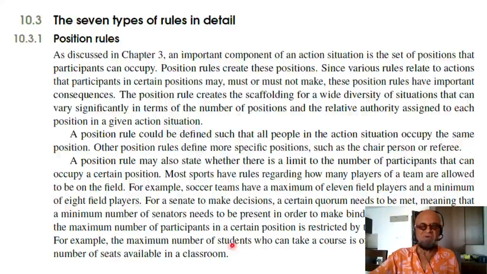Sometimes the maximum number of participants in a certain position is restricted by the biophysical condition, how many spectators you can have in an arena, for example. For example, the maximum number of students who can take a course is often defined by the official number of seats available in a classroom, which is a physical limitation.